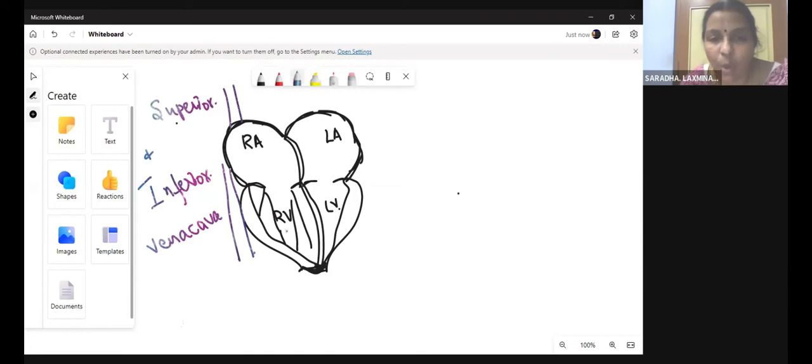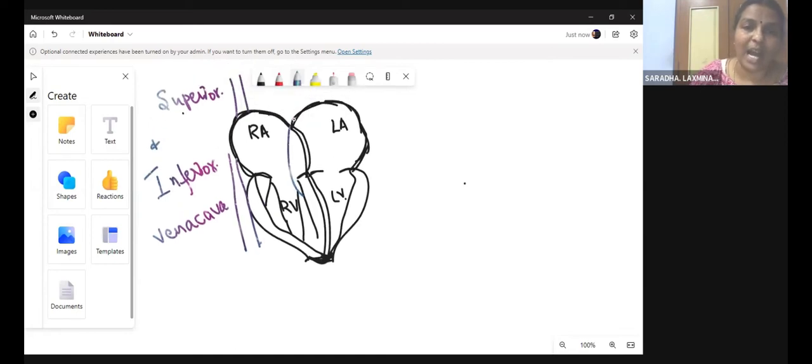And now from the lower side, from the right ventricle, arises a blood vessel which is going to take the deoxygenated blood. So the right side is meant for deoxygenated blood, and the left side is meant for oxygenated blood. Oxygenated blood means pure blood. Deoxygenated blood means rich in carbon dioxide. Oxygenated blood means rich in oxygen. That way also we can explain. Now there is a blood vessel that is going to arise from the right ventricle.